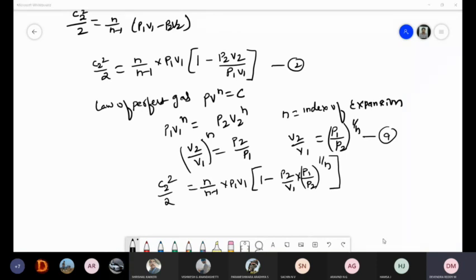Now I substituted the value of V2 by V1. The next step, what exactly will I do? I'll add the powers, the powers of P2 by V1 and P1 by P2. Okay, this is P1. Now C2 squared equals 2n divided by n minus 1, P1 V1 times 1 minus, what is the power for this one?